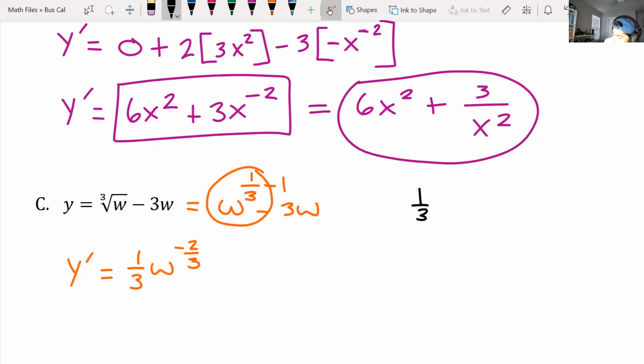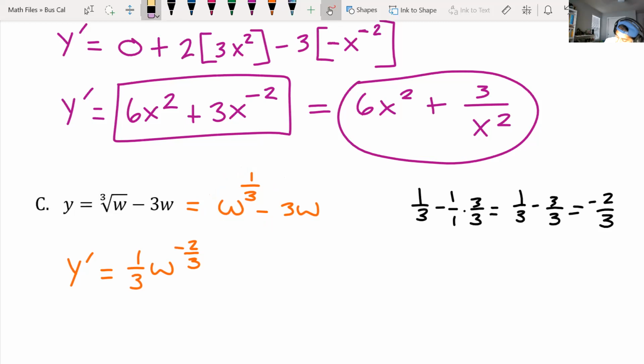So one-third minus one becomes one over one, which you multiply by 3/3. And then one-third minus three-thirds becomes negative two-thirds. Okay. And then minus, what is the derivative of 3w, guys? Or I guess I should say, what is just the derivative of w?